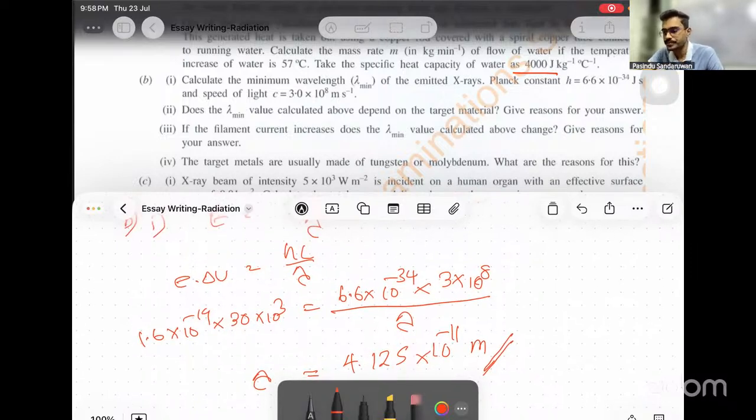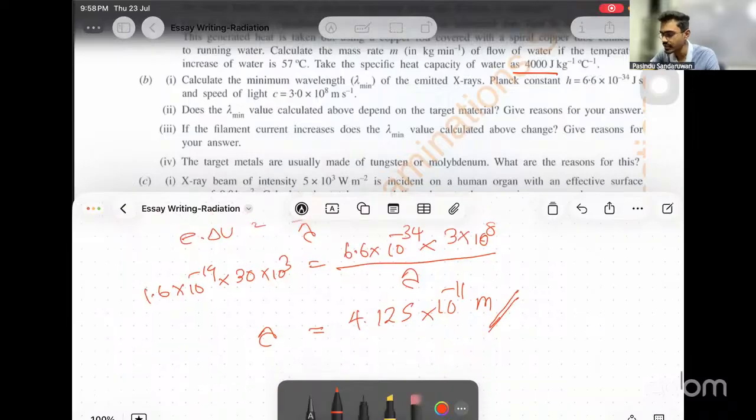Energy is due to potential difference. That equation is coming from our electric fields. And we know the energy of a photon is written as hc over lambda. Combine those two, so we have lambda. This lambda is given as lambda min for the minimum energy. Lambda min. Then part 2.